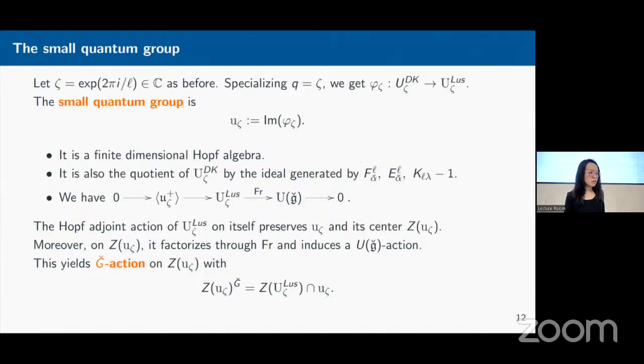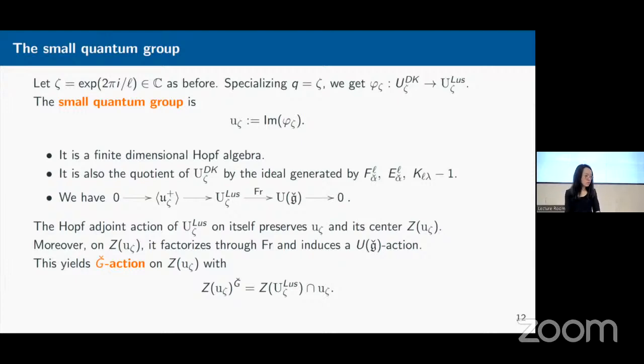Note that they're different. When you specialize q to zeta, this map is no longer injective because, for example, E_i to the power of L will be L factorial times the E_i divided power L, but L factorial goes to 0 when you specialize q to a root of unity. So the small quantum group is defined as the image of this map.